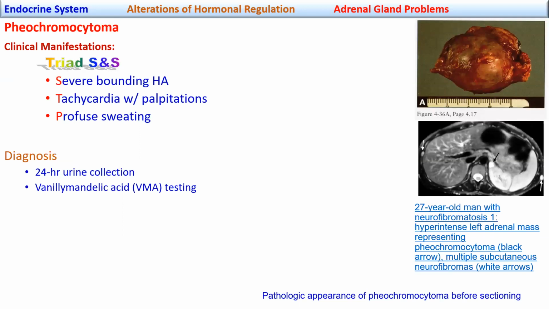So for the diagnosis, I just want to highlight 2 main things, and we will discuss it in depth in Adult Health 2. The first one is the 24-hour urine collection, and the second one is the vanillylmandelic acid, VMA testing.